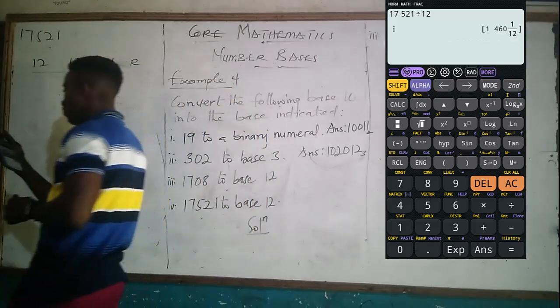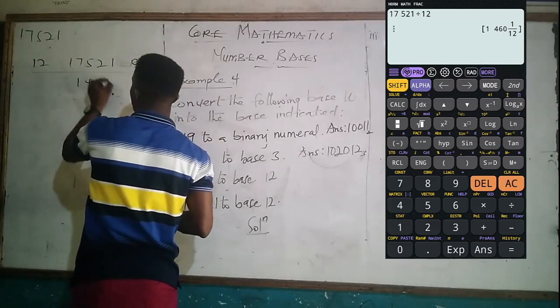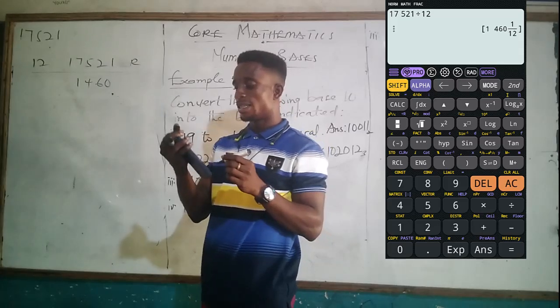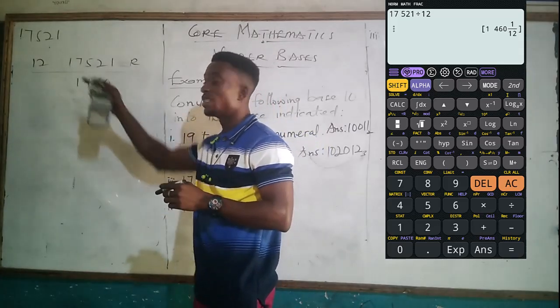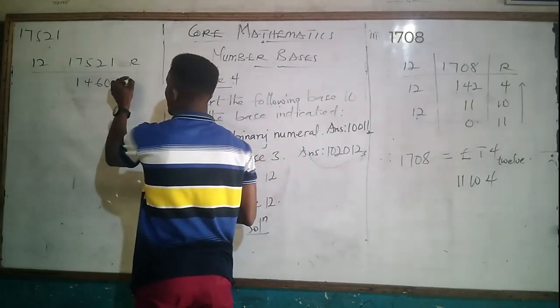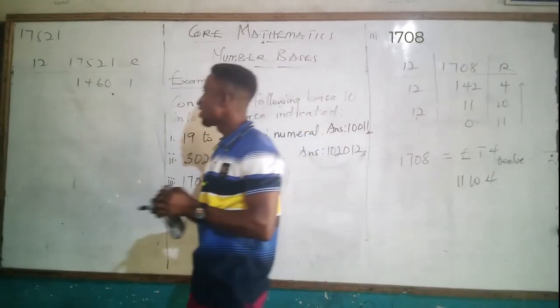Okay, 1,460 whole number. 1,460 whole number. Then the remainder is what? 1. Because we are having 1 over 12. It's in base 12. So the 1 is the remainder because the denominator is 12. Are we getting that? Okay.